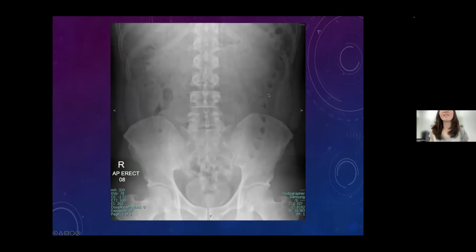This is the AP erect view KUB X-ray. So when I say KUB, it's the time to look for kidney stones or bladder stones. Okay, so where is the stone?